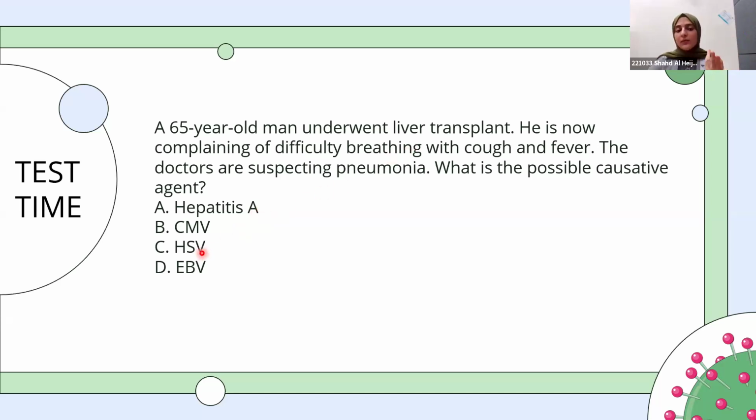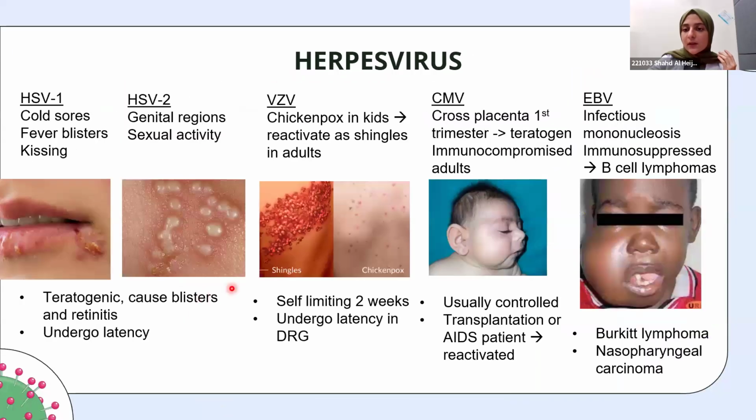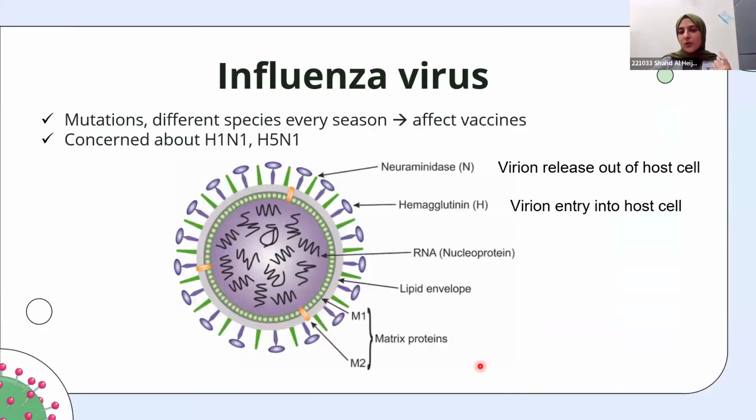HSV will have a latent infection, and then it will appear as cold sores if it was HSV1, genital lesions if it was HSV2. EBV can cause either infectious mononucleosis, Burkitt's lymphoma, which is the huge thing that was here in this slide, where is it? Yes, this is EBV, Burkitt's lymphoma, also nasopharyngeal carcinoma. CMV, we said in transplantation and AIDS patients, it will get reactivated.